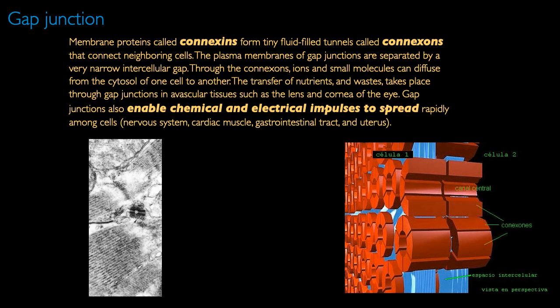Then we have gap junctions, which are made of connexins that form tunnels called connections or connexons, through which cells can share ions and small molecules, but also collaborate in the spread of chemical and electrical inputs. So you can find them in the nervous system, the heart, or the uterus. Okay, during labor, the uterus has to contract.